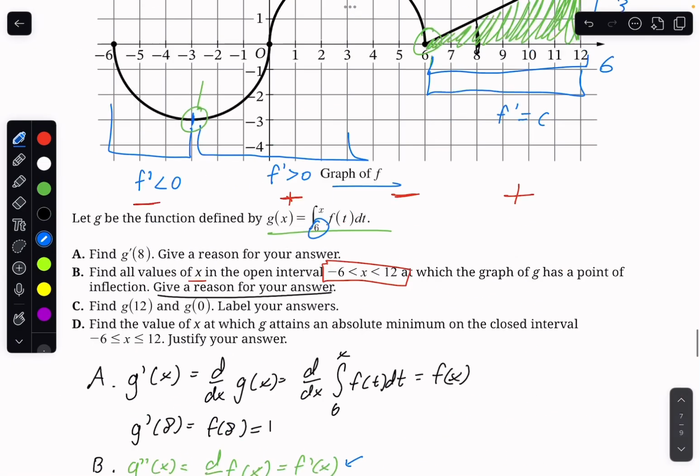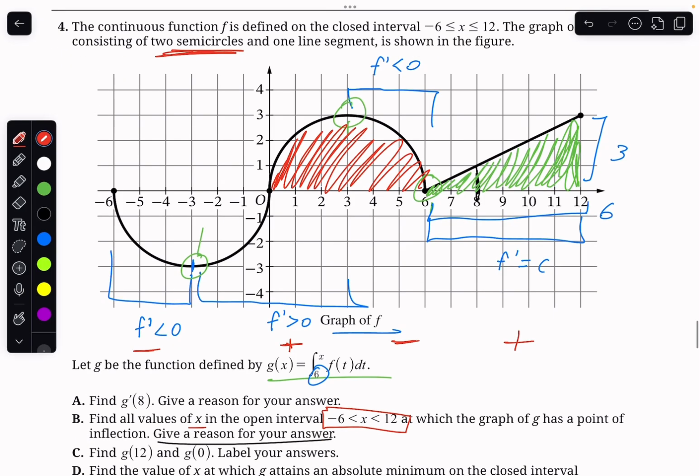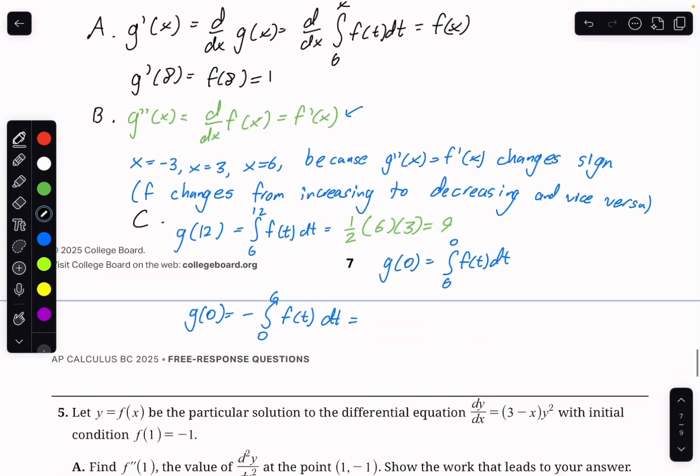And now we can use some logic just to solve this. We want to solve from 0 to 6. And we're told in the problem statement that these are two semicircles. A semicircle is just 1/2 pi r squared, half a circle. So what is our radius in this case? From 3 to 6, this radius is going to equal 3, which means our area is equal to 1/2 pi r squared, which is 1/2 pi times 3 squared.